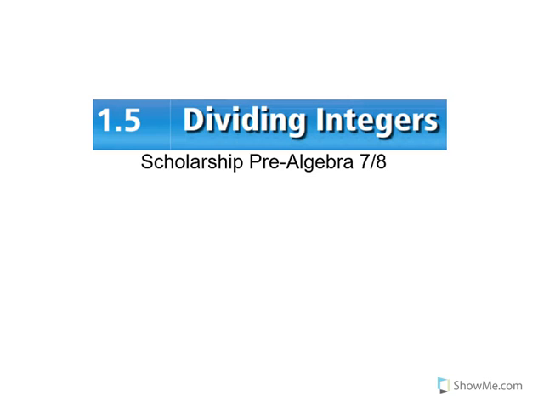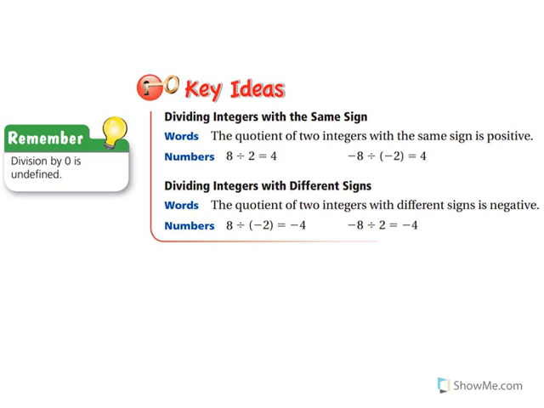All right, well today we're going to look at chapter 1.5, dividing integers. This is for the scholarship pre-algebra 7-8 class, so let's go ahead and get started with our first couple key ideas. The first key idea goes along with the multiplying integers key idea that we learned in our last lesson. If you remember the rules that go with multiplying integers, the exact same rules apply for dividing integers as far as the signs.